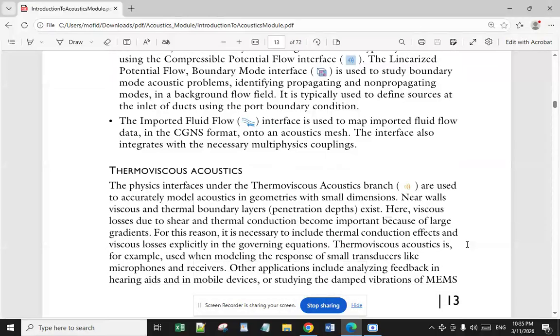The imported fluid flow interface is used to map imported fluid flow data in the CGNS format onto an acoustic mesh. The interface also integrates with the necessary multiphysics couplings.